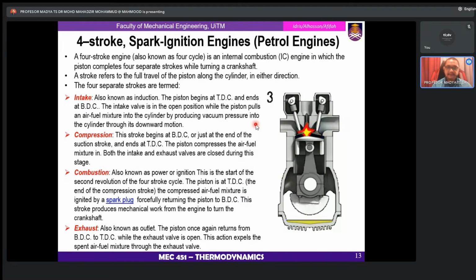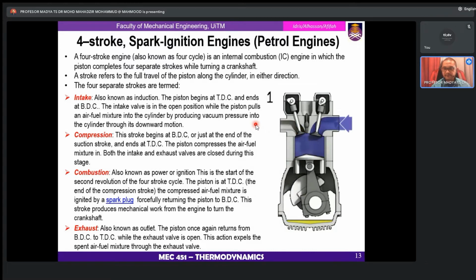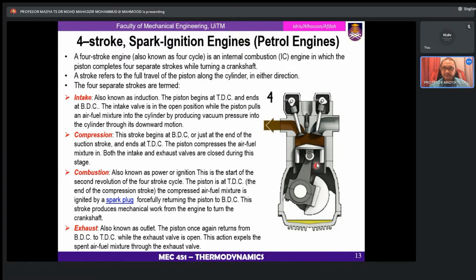Based on the petrol engines, we look first at the four-stroke spark ignition engine for petrol. Before I go to the explanation, look at the picture diagram. It has number one, number two, number three, and number four, referring to the first stroke, second stroke, third stroke, and fourth stroke. In number one, the piston goes up and then goes down. Number two, three, go up, then go down. Number four.